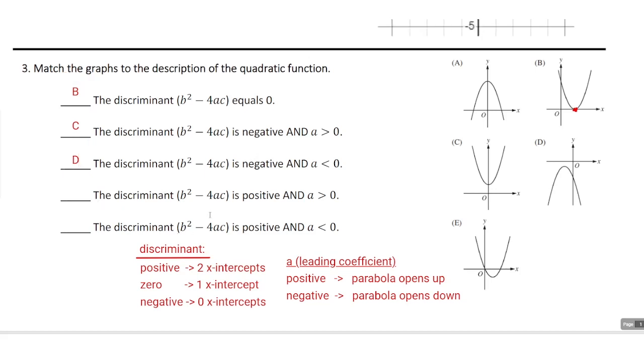The next one says the discriminant is positive. So that means there's 2 x-intercepts. That could be A or it could be E. And the A value, the leading coefficient, is positive. So that means it's opening up, and that means it's got to be E.